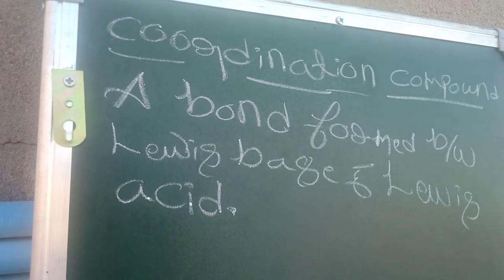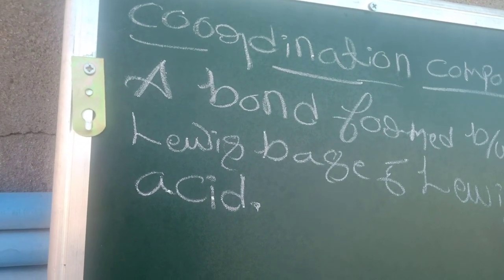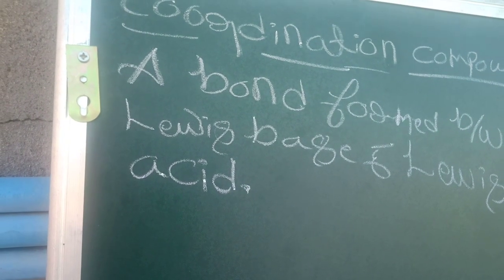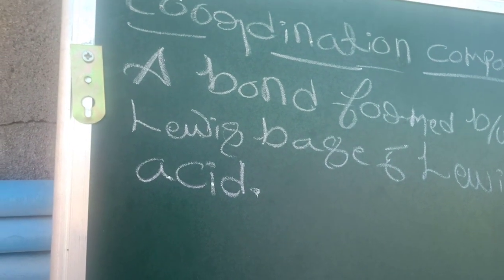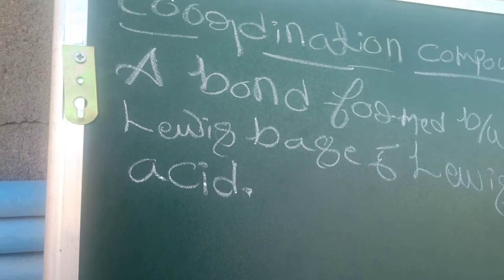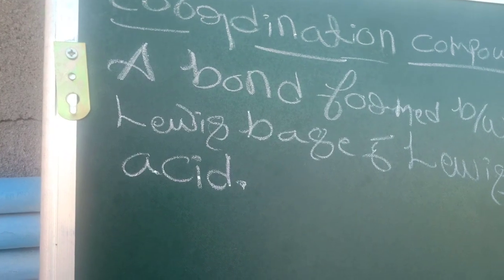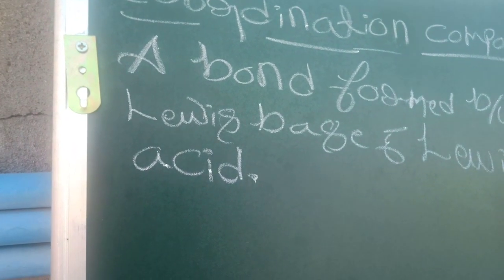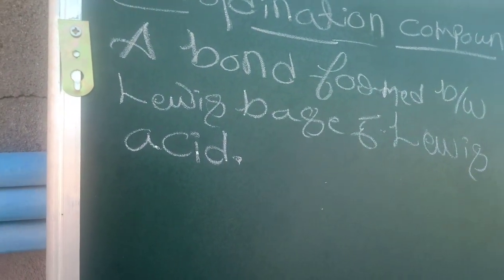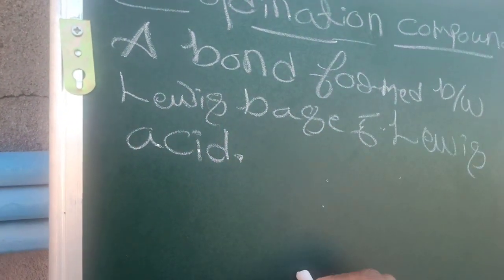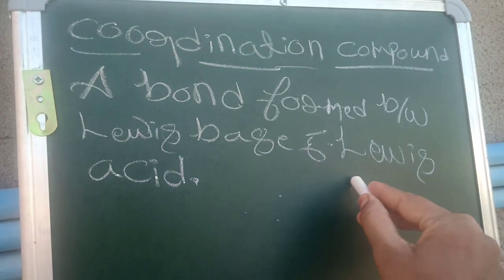In this video I am going to explain about the nomenclature of coordination compounds. Before going to the rules for nomenclature of coordination compounds, we should know about some basic things regarding them. In the previous video I explained what I mean by coordination compound. Now I am repeating again: the coordination bond is formed between a Lewis base and a Lewis acid.